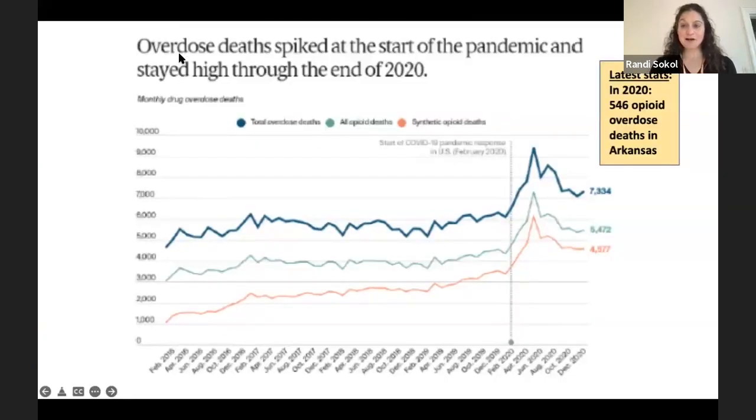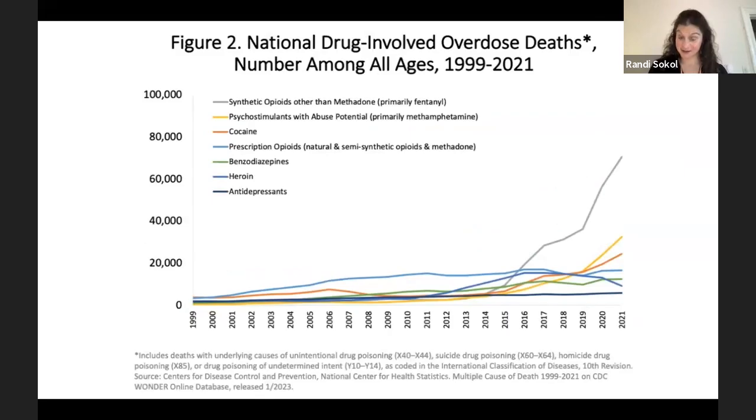So as I'm sure you guys know, we are in an opioid epidemic, and it actually has been getting worse through the pandemic. With social isolation, people not having access to care, the number of opioid-related deaths has continued to increase. In your state, in Arkansas, in 2020, there were 546 opioid overdose deaths. Interestingly, the number one cause of opioid overdose deaths is fentanyl, synthetic opioids.